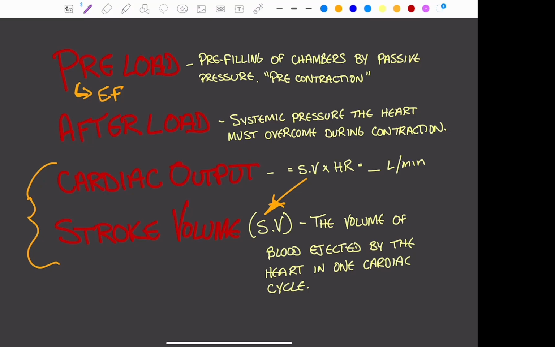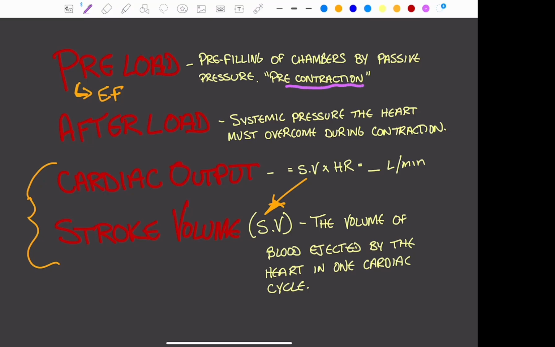So the first one is preload. We've talked about this quite a bit with the cardiovascular unit. Remember, this is the passive filling of the atria or the ventricles when the heart's still at rest. That preload helps the heart more effectively increase its stretch, which will increase the amount of blood that it can contract and squeeze out per cardiac cycle. So I think of preload as that pre-contraction.